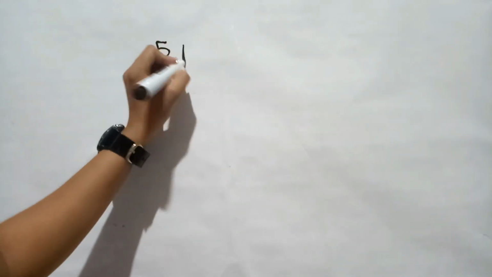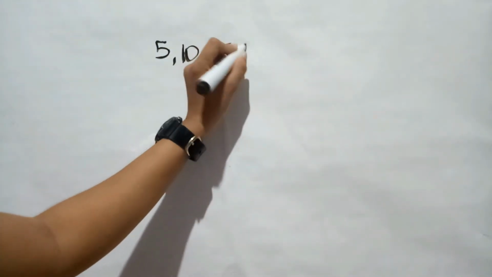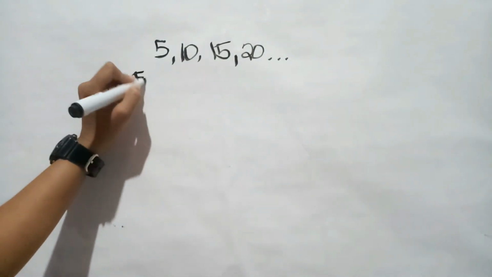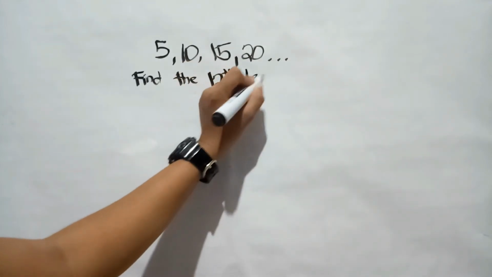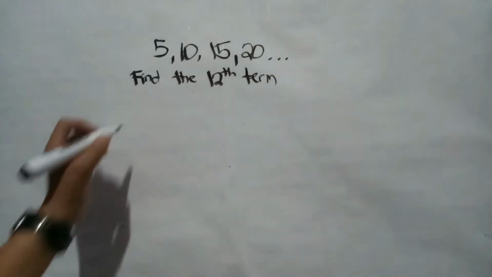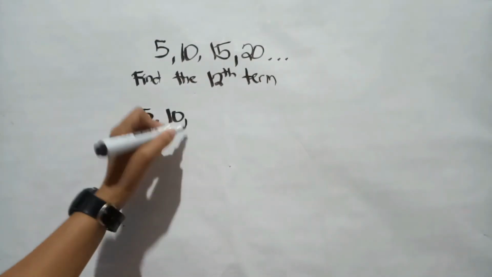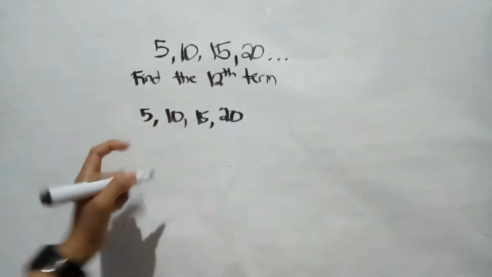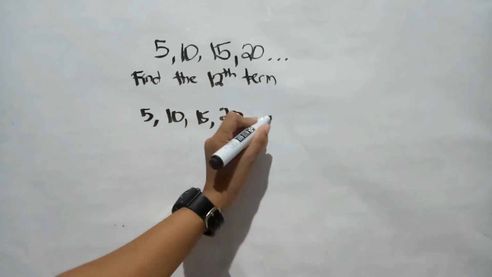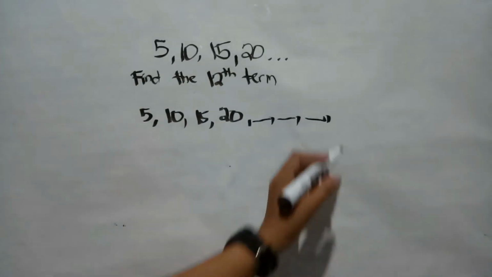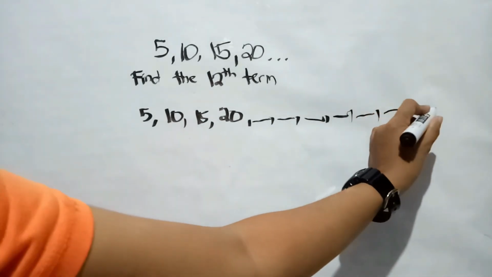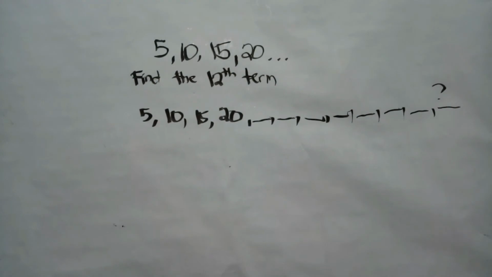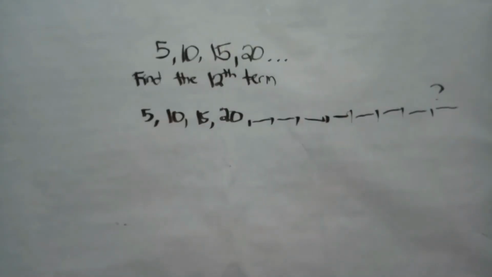Five, 10, 15, 20, and so on and so forth. Find the 12th term. So by doing it manually, 5 first term, 10, 15, 20, 1, 2, 3, 4, 5, 6, 7, 8, 9, 10, 11, and then 12. So if you proceed with this, you will get the 12th term.